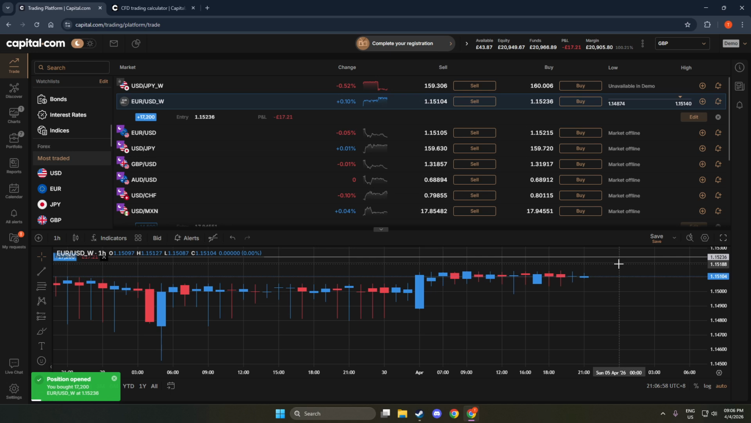Remember, a GSLO is about removing execution uncertainty, not about making a bad level safe. Place it thoughtfully, let it do its job, and trade with clarity.